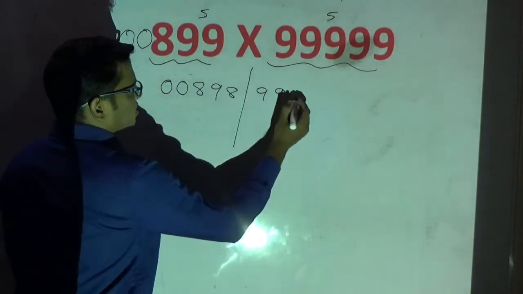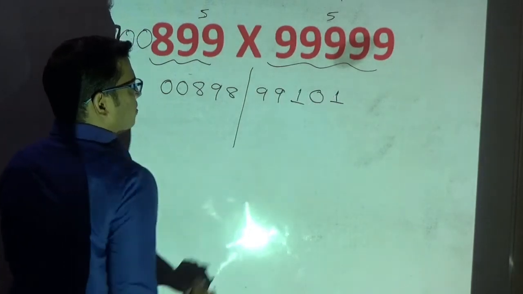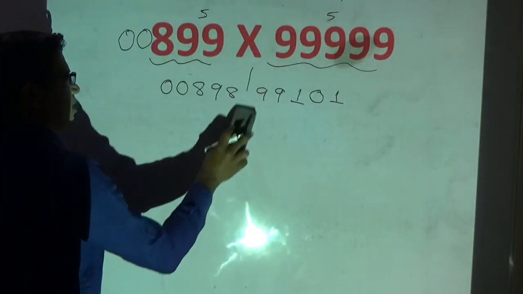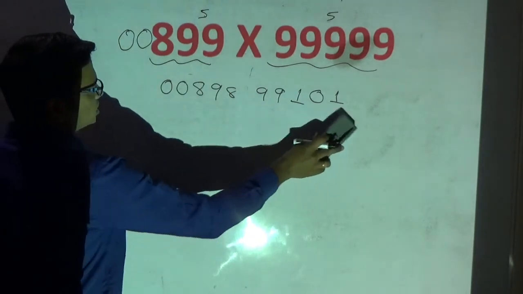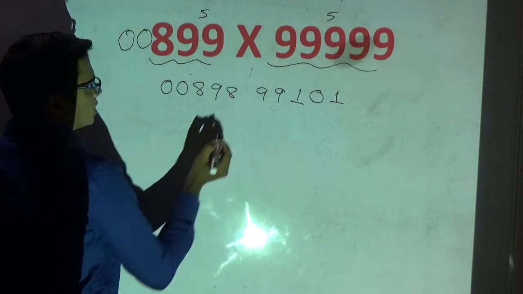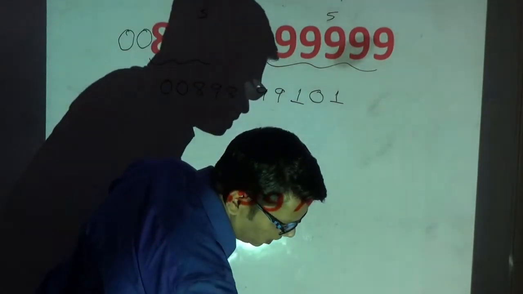Now, 9 minus 8 is 1, 9 minus 9 is 0, 9 minus 8 is 1. So my answer is ready. What's your answer? Answer is 898999101. Hope you have understood with this example also.